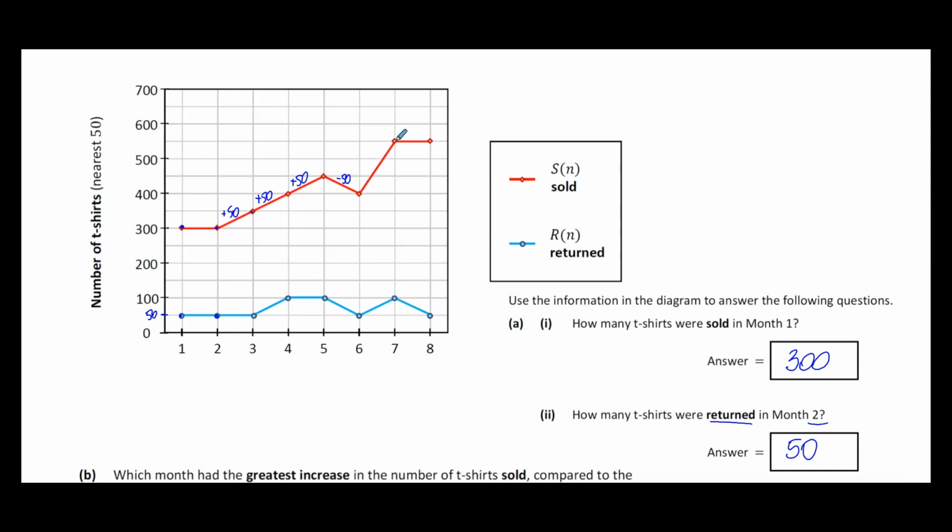Now here we can see this is the biggest jump. In month 6 we had 400, and then in month 7 we had 550. So this jump is the biggest, plus 150 shirts, while these two are the same again. So we can see the biggest jump is the steeper line. So which month had the biggest increase? Month 7. That had the biggest increase.